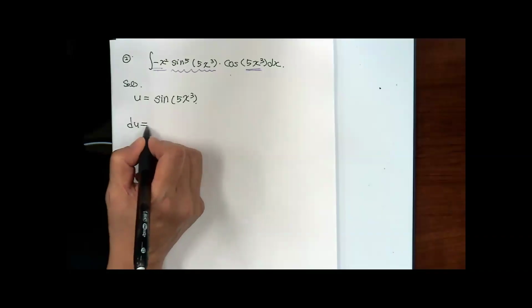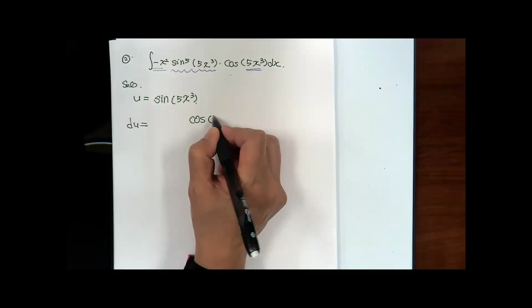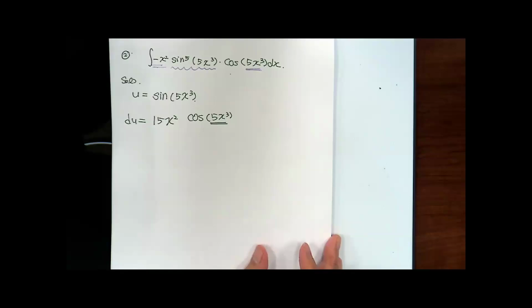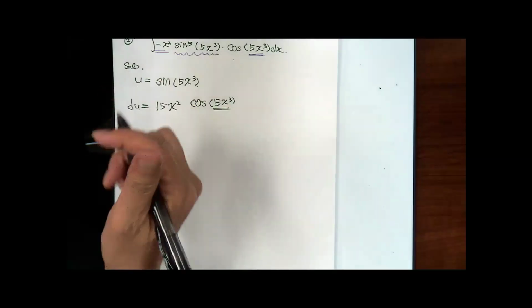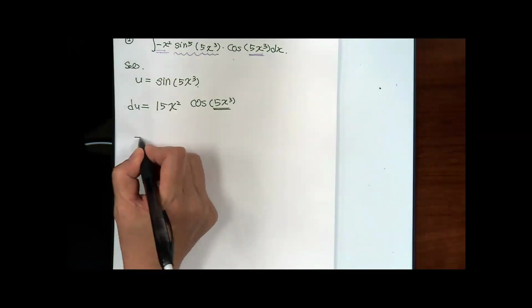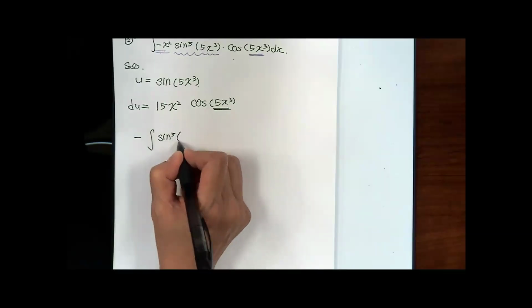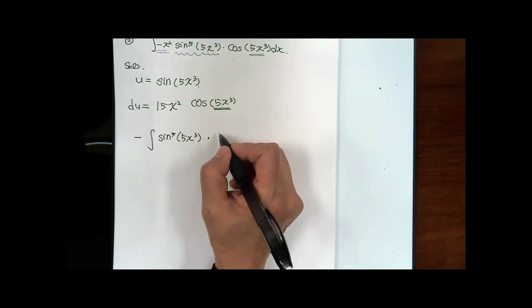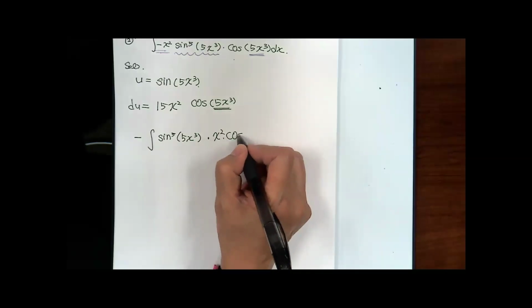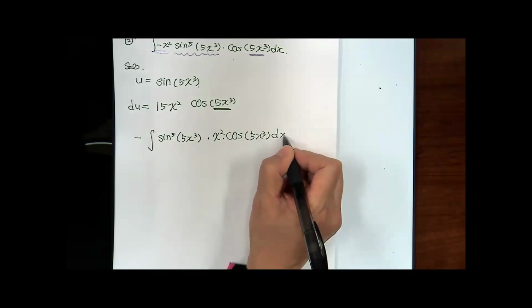So you will put u equals sine of 5x cubed. Then du equals cosine of 5x cubed, but you have to multiply by the derivative of 5x cubed, which is 15x squared, right? So what you can say for this integral is we can rewrite the integral as minus integration sine to the 5th power of 5x cubed times x squared times cosine of 5x cubed dx.